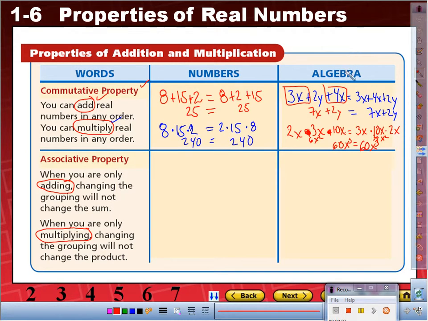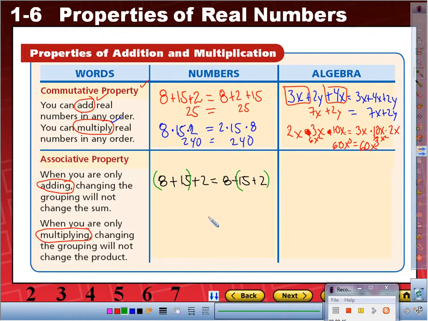Okay? All right, let's look at associative property. Here we go. Pens down, eyes up here, please. Check this out. I'm going to use the same numbers so that you can see the transition here. 8 plus 15 plus 2 equals 8 plus 15 plus 2. And the associative property says it doesn't matter how I group them, the sum will be the same.